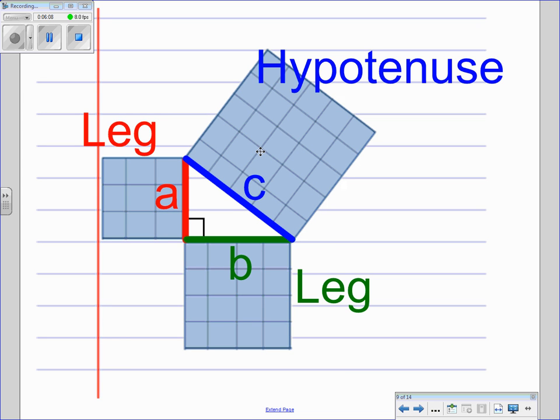Since we have a right triangle, we can go ahead and put in the labels that we learned in our vocabulary. The long side is called the hypotenuse, and both of the short sides are called the legs. Make sure you get those names into your notebook as well.